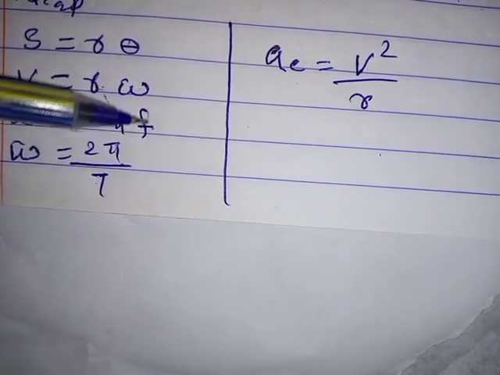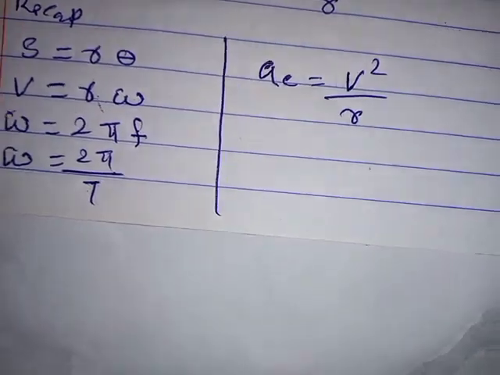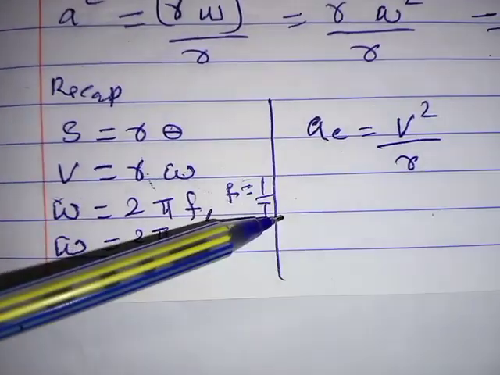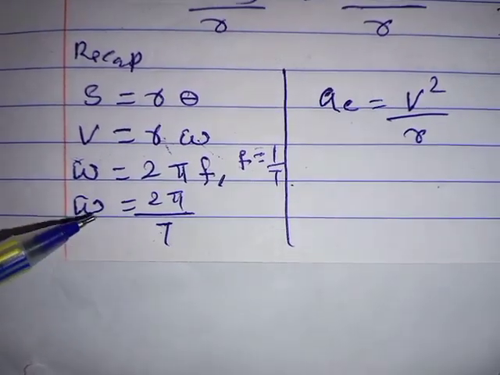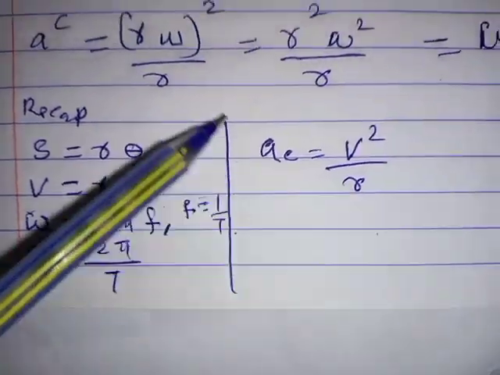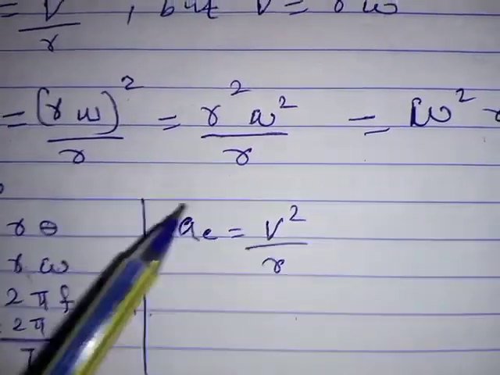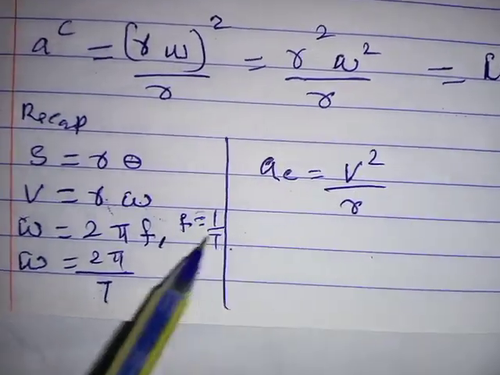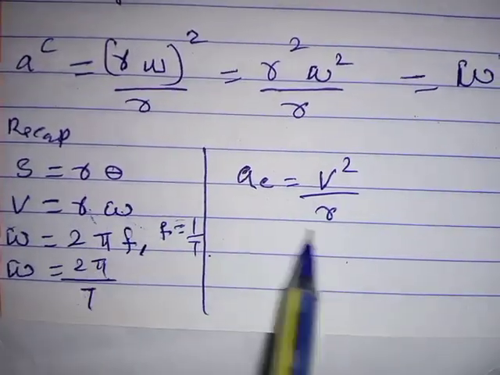Small f is the frequency. And also, using the fact that frequency is 1 over period, we can substitute f here with 1 over T. So omega can be given as 2 pi over T. Now, centripetal acceleration is given by v squared over r. This can be modified by substituting the value of v here.